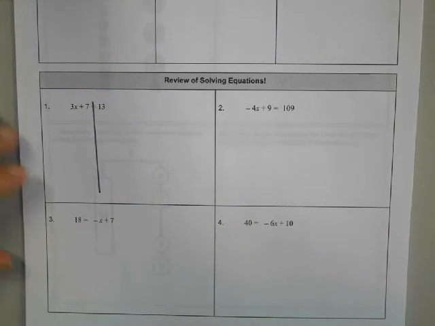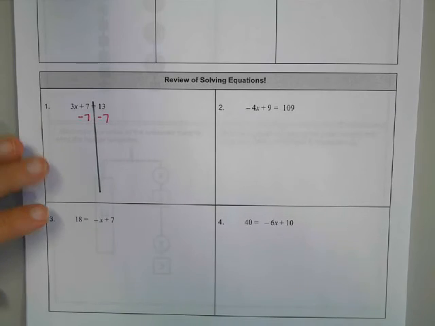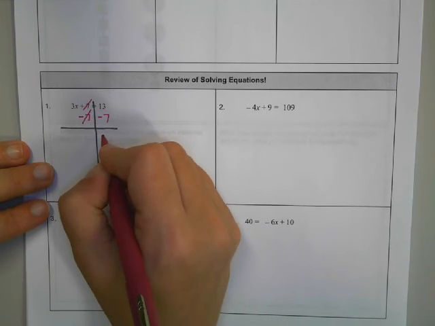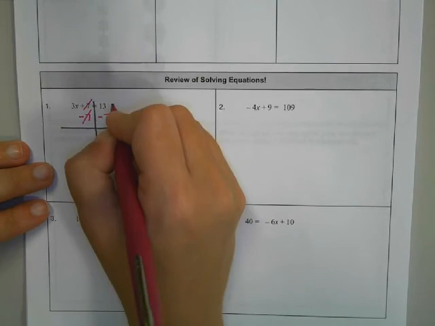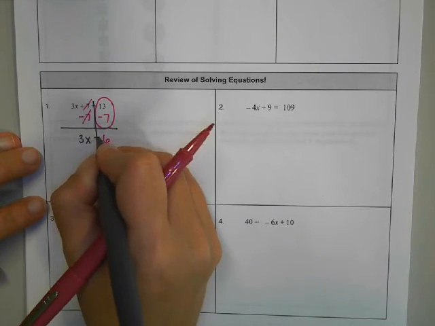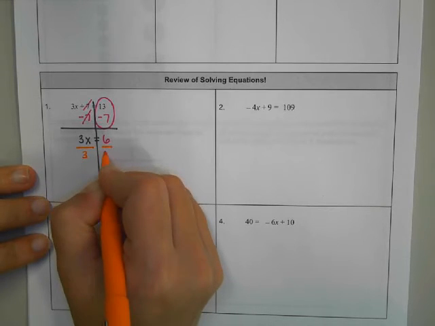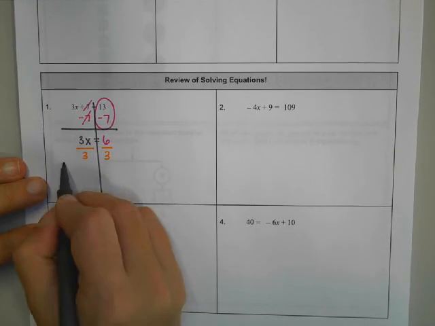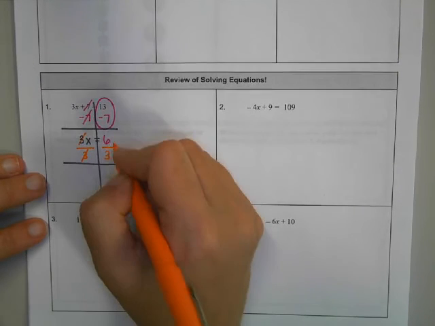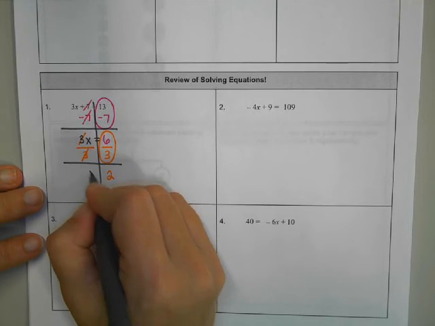Now, in order to get x by itself, the first thing here is I'm going to subtract 7 on both sides. When I do that, I get that the 7 and the 7 cancel, and 13 minus 7 is 6. I'm just going to drop down the 3x. Next, I'm going to divide by 3 on both sides in order to get x by itself, because division is the opposite of multiplication. So my 3's cancel, and 6 divided by 3 is 2. And then I'm just going to drop down my x.